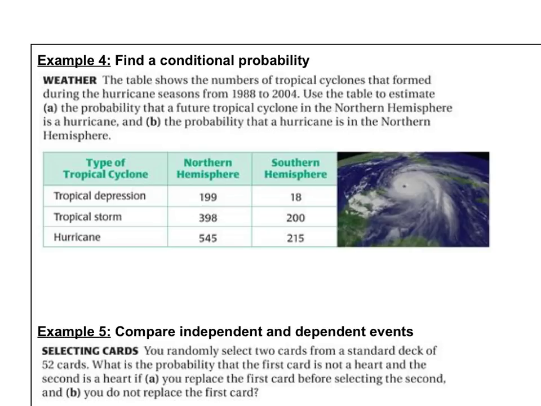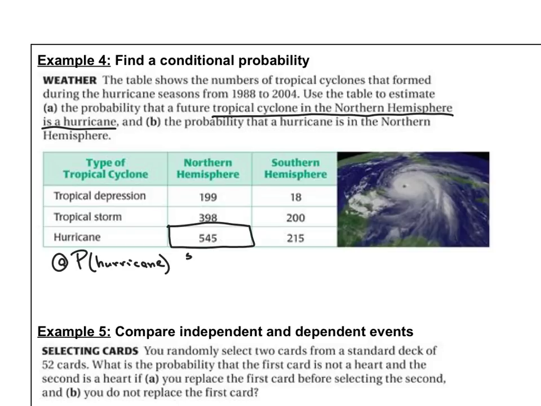So the first one is, we need the probability that a tropical cyclone in the northern hemisphere is a hurricane. And then we'll do part B when we're done with part A. So in looking at this, we need to determine the type of tropical cyclone in the northern hemisphere that is a hurricane. So we're looking here. So we'll talk about A, probability of a hurricane.